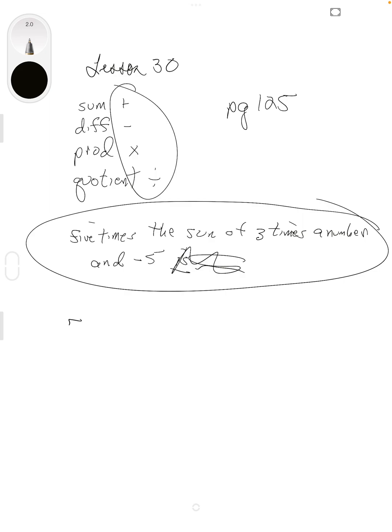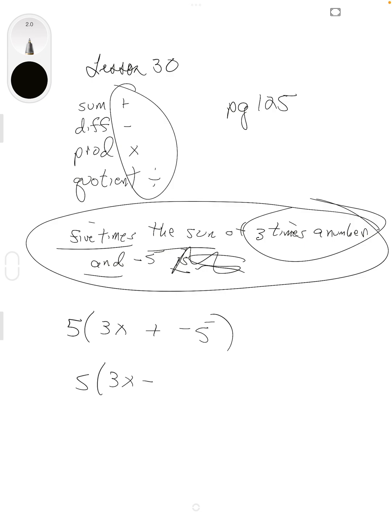5 times, so you're saying 5 times something. Well, I don't know what yet. So that's 5 times. The sum, so I'm going to add 2 things. What am I adding? 3 times a number. You can use the letter n, I'll use x. A sum of 3 times a number and negative 5. Okay, so it's 5 times 3x minus 5. That would be the expression.